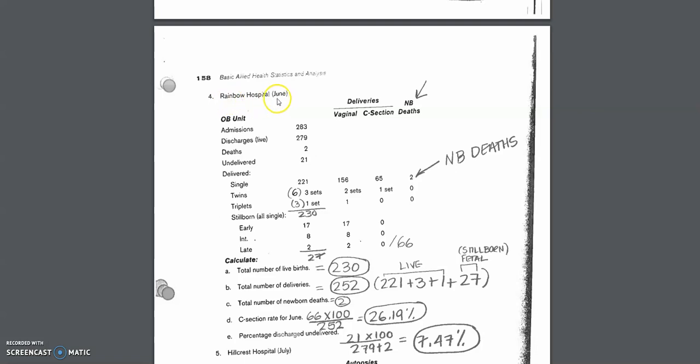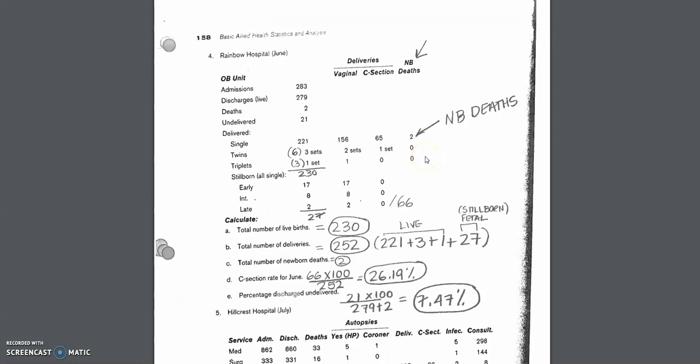So when we're looking at Rainbow Hospital in June, the OB unit, we're given lots of information. We've got some admissions, live discharges, deaths, and undelivered. And then they've broken out for us all this information under delivered, and then a further classification of vaginal C-section, and then a column way out here is about newborn deaths, which deaths are listed right here too, but newborn deaths are also listed out here. Excuse me. These would be OB deaths. These would be newborn deaths.